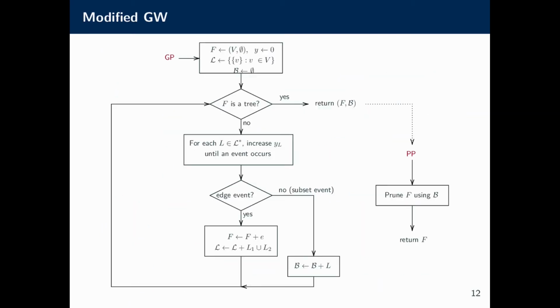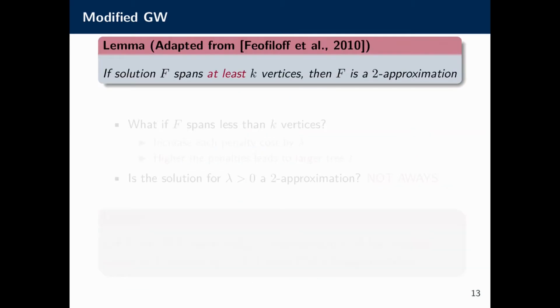Here we present a simplified flowchart of the algorithm. In this example, we give priority to edge events over subset events. As a direct consequence of a previous result, we know that if the resulting tree F spans at least k vertices, then this is a true approximation.